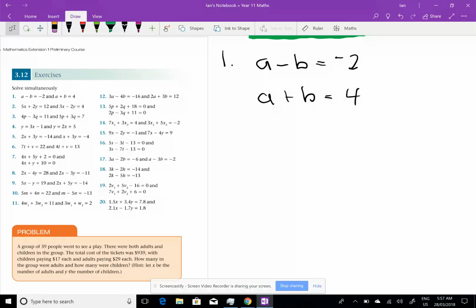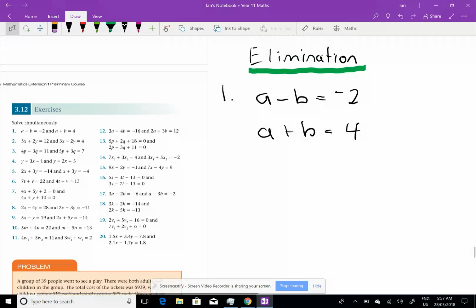If I look at question 2, I've got 5x and 2y, and then I've got 3x and 2y. So again, I'm going to choose the elimination method for that because the y's have the same size, the same coefficient. The same with question 3. I've got 4p, 3q, and 5p and 3q. So the q's have the same size, so I'll use the elimination method there. Question 4, well, they're written as y equals and y equals. So there I'm going to use the substitution. And as you go along, you're going to see more examples of where to use substitution. Anyway, so let's get into this elimination method.